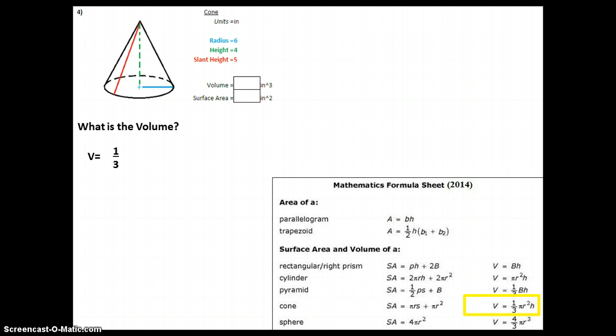V equals 1/3 pi times r squared, and r stands for radius. There it is, given as 6 in the data. And there it is, highlighted on the illustration in blue. Put 6 in parentheses and replace the r with it.